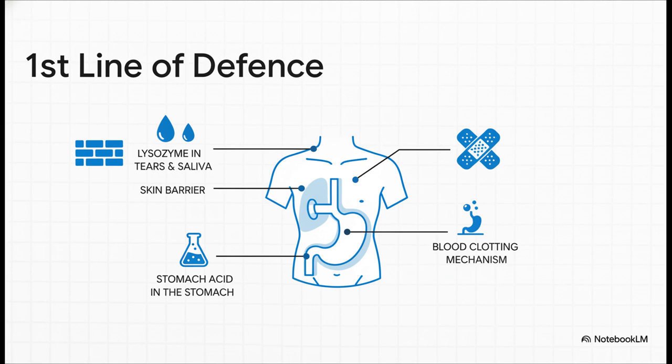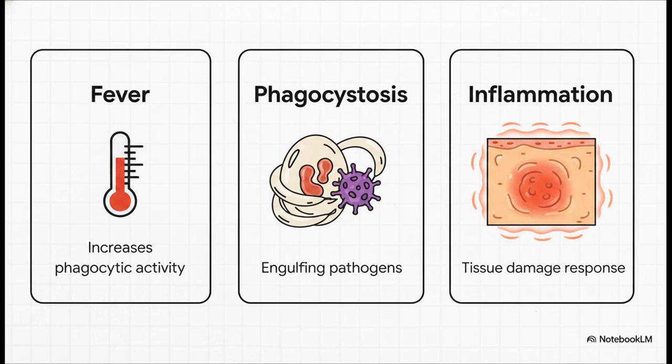Moving further down, we've got the mucous membranes trapping invaders in the respiratory tract and hydrochloric acid in the stomach just melting any bacteria hiding in your food. And if your skin gets a cut, the blood clotting mechanism immediately kicks in to seal up the breach. But if those outer walls fall and a pathogen sneaks inside, the internal guards take over.